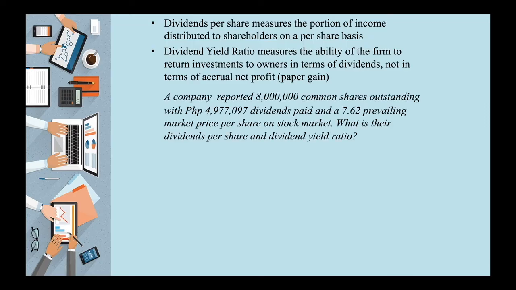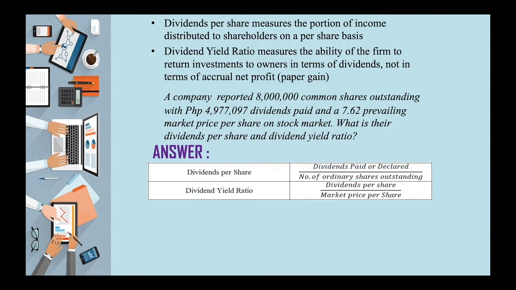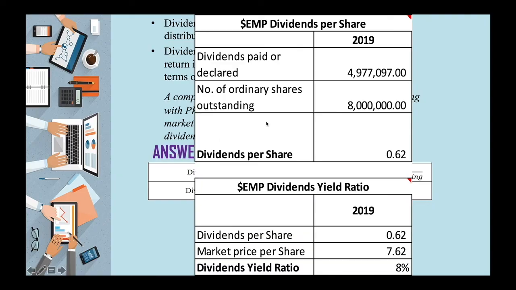So a company reported 8 million common shares outstanding with 4,977,097 pesos dividends paid and a 7.62 prevailing market price per share on stock market. What is their dividends per share and dividend yield ratio? So dividends per share is the dividends paid or declared over the number of ordinary shares outstanding. The dividend yield ratio is the dividends per share over the market price per share. So, tingnan natin.